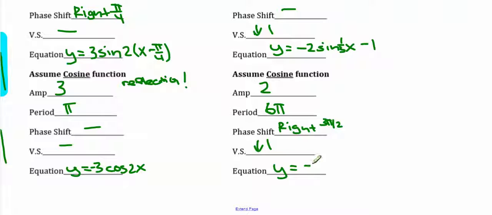So I have negative 2 cosine 3 pi over 2 x minus, whoopsies, that's not supposed to say 3 pi over 2. My b value is 1/3, so that's going to be 1/3. There we go. 3 pi over 2, and then down 1, minus 1.